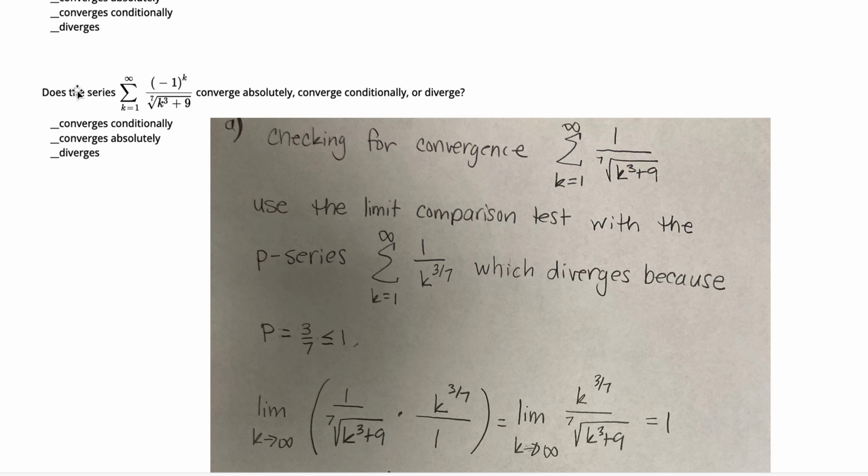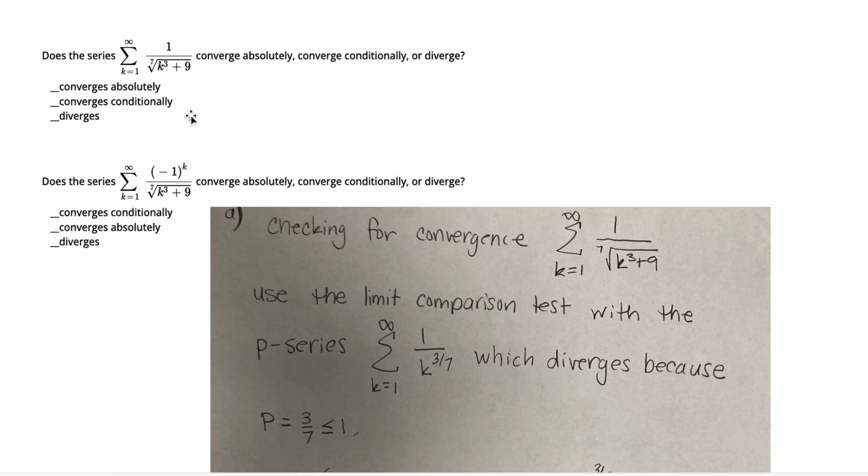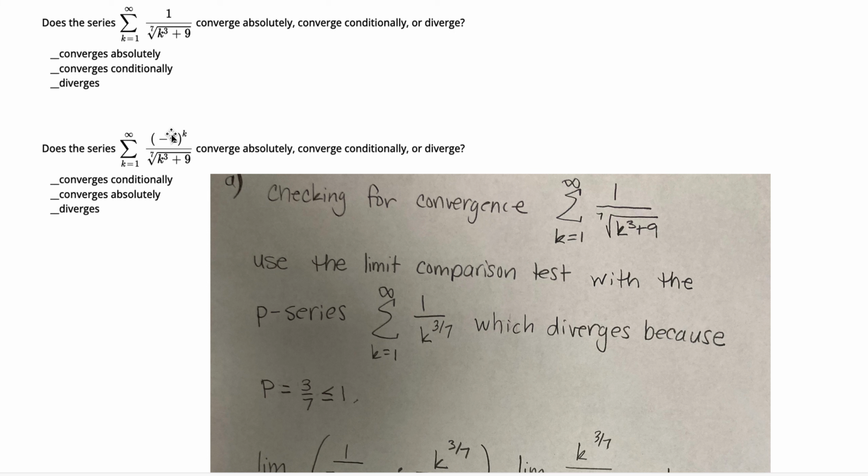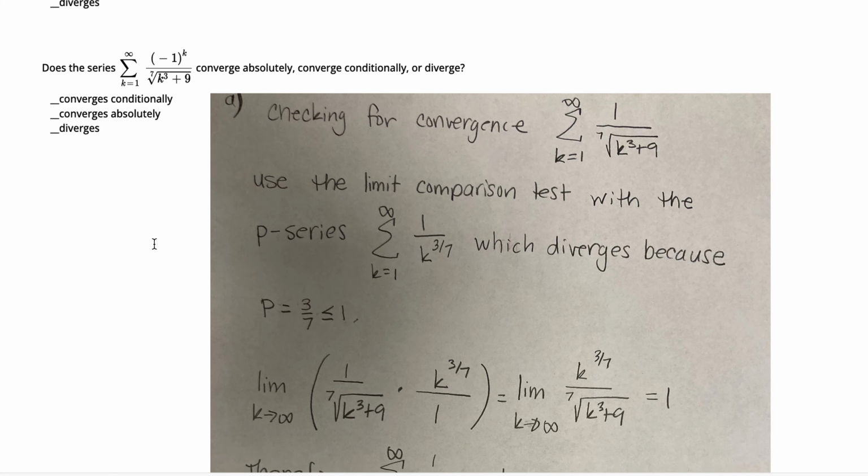Now, for the second part here, it's asking if the alternating series is going to converge absolutely, converge conditionally, or diverge. So when I look at the series here, it's the same series that we used up here with the addition of making it alternating signs. Now, because I have alternating signs here, I'm going to use the alternating series test.